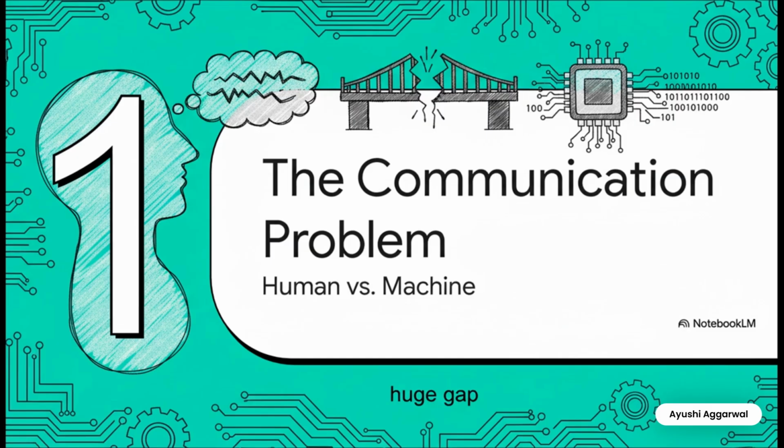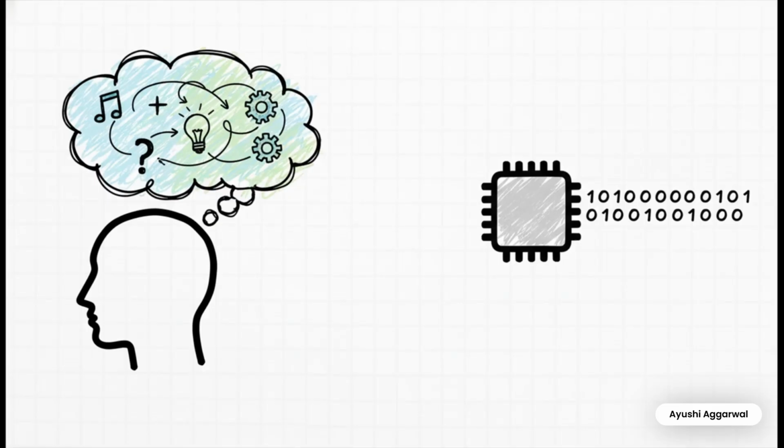So, the very first, and honestly the biggest, challenge here is communication. You see, we humans and computers, we just don't speak the same language. Not at all. There's this massive gap between our complex thoughts and the machine's super simple operations. This right here is the heart of the problem. We think in terms of play this song or add these two numbers.